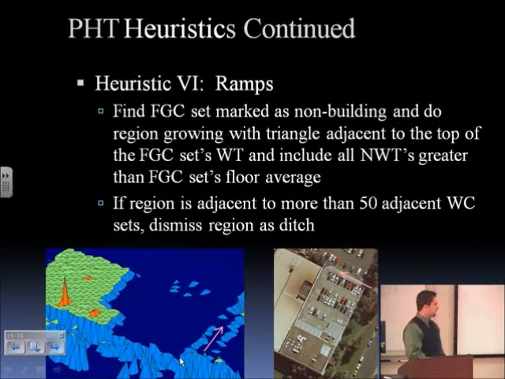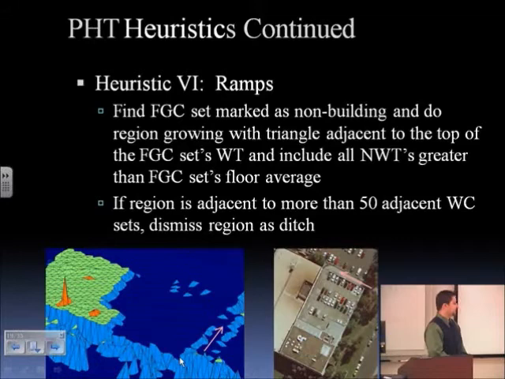One thing you can do to combat that is, you still have this wall-connected set here, and you can look at triangles adjacent to the top of that wall-connected set. Here's the wall-connected set. You can look at the highest two points within triangles that are in that wall-connected set, and you can look at triangles that are adjacent to the top of that, and you can do region growing as long as they fall above the floor average of that wall-connected set.